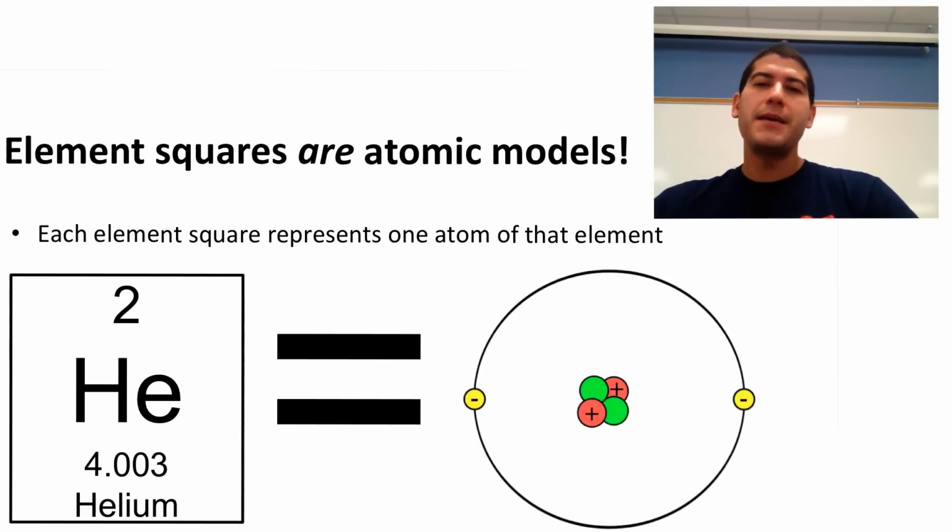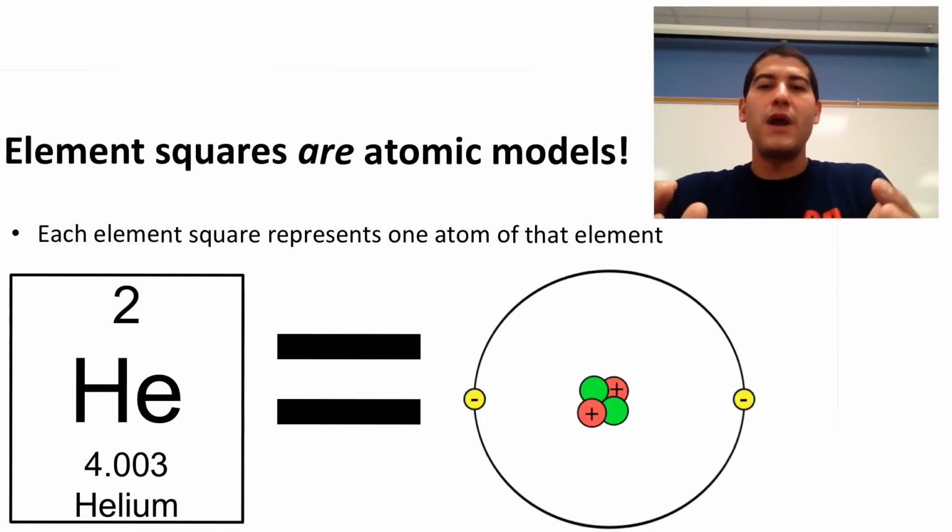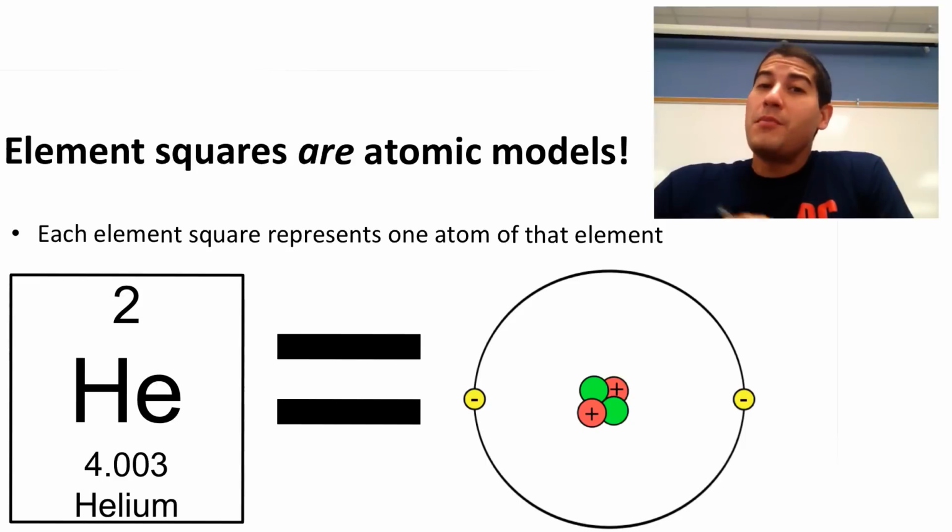So what do the periodic table and atoms have in common? Each element square on the periodic table actually represents one atom of that element. Remember in the last video when I defined models as something that represents something else? Each element square on the periodic table is a model of an atom too, because they contain all the necessary information to represent an atom of that element in the form of a visual model. The element square and the visual model are really the same thing.